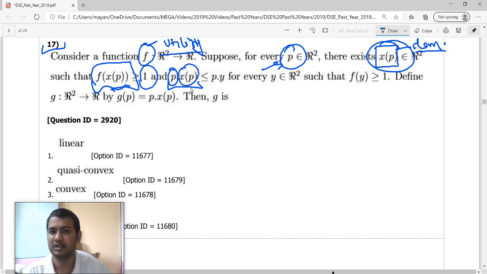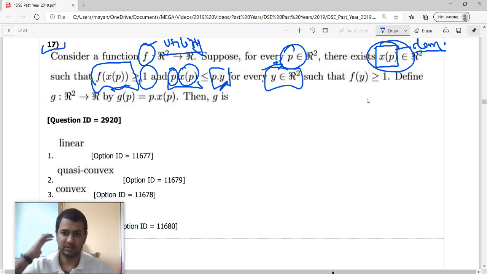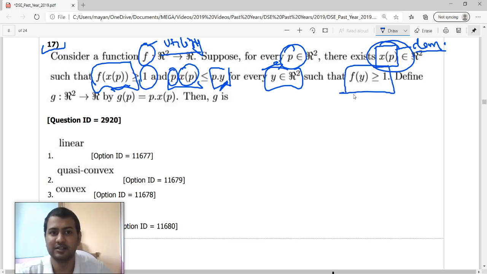so this is basically the expenditure of consuming that bundle, which is less than or equal to the expenditure of consuming a bundle y, for any other y in the consumption set, such that y satisfies that the utility at y is greater than or equal to 1. Then you define a new function g, which is a function of p, such that g of p is equal to p dot x of p.